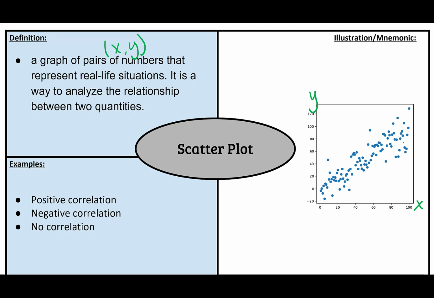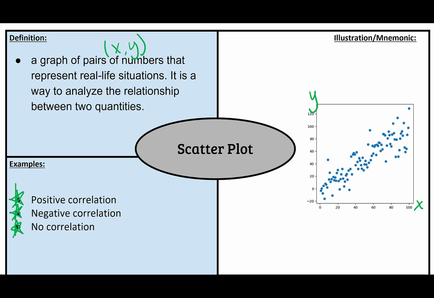And the main thing to take away from understanding scatter plots is the correlation of that data. We'll talk about correlation individually, but there are three different examples of correlation within scatter plots. A plot can have positive correlation, negative correlation, or no correlation.